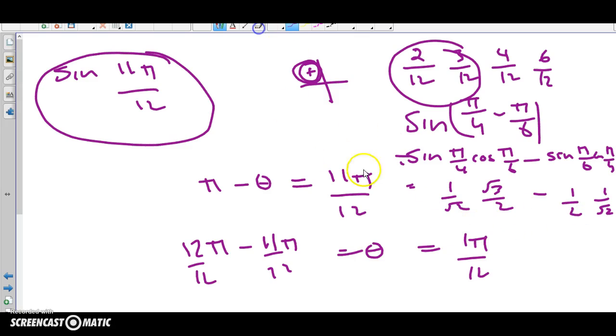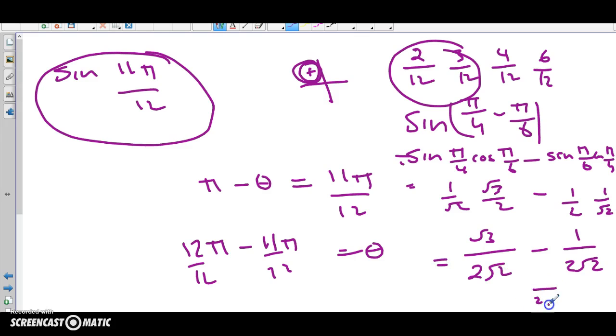Let me just clean this up. When I multiply, I'm going to have 1 times root 3 is root 3, and 2 times root 2 is 2 root 2. Here I have 1 on top, 2 root 2, and then I have fractions with the same denominators, so I can combine them. 2 root 2 is my common denominator, and root 3 subtract 1 is my numerator. Okay, so that's the answer to question C. Those are the questions I was asked for.